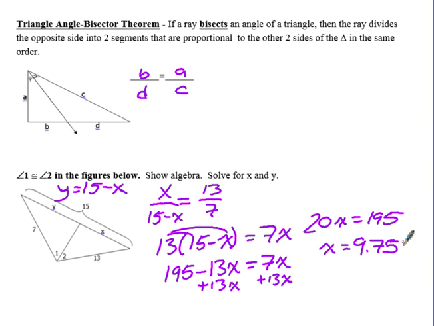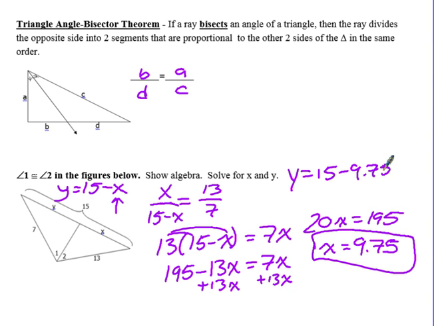Now the problem is asking us to solve for x and y. I solved for x, and now I need to solve for y. For this, I'm just going to substitute 9.75 in right here. That tells me y is equal to 15 minus 9.75, so y is equal to 5.25.